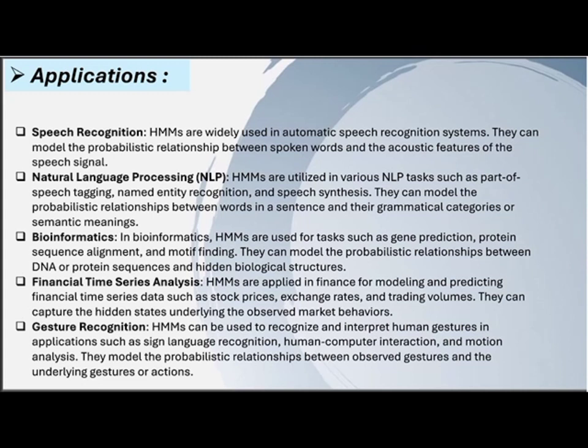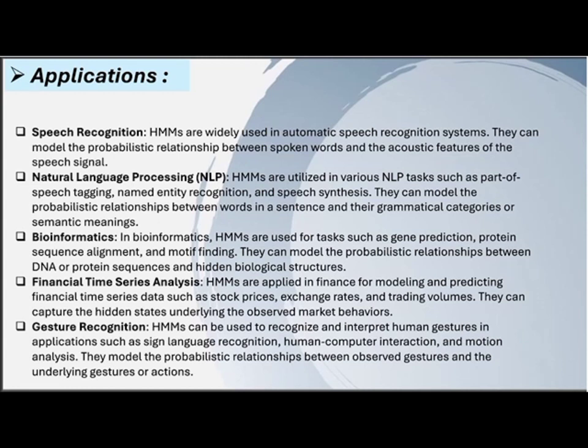The next one is natural language processing. HMMs are utilized in various NLP tasks such as part of speech tagging and speech synthesis. They can model the probabilistic relationship between the words in a sentence and the grammatical categories or the semantic meanings. The third one is bioinformatics. In bioinformatics, HMMs are used for tasks such as gene prediction, protein sequence alignment, and motif finding. They can model the probabilistic relationship between the DNA or a protein sequence and hidden biological structures.